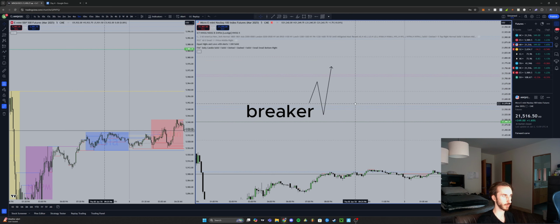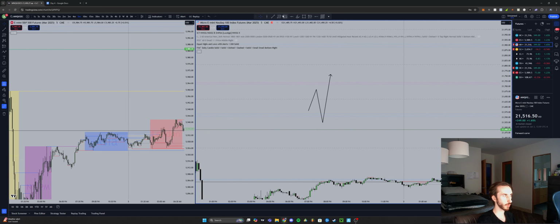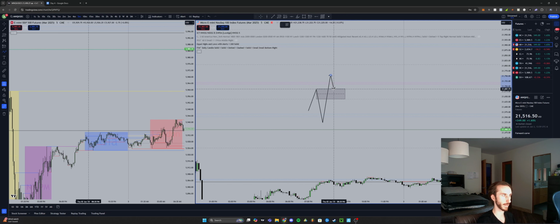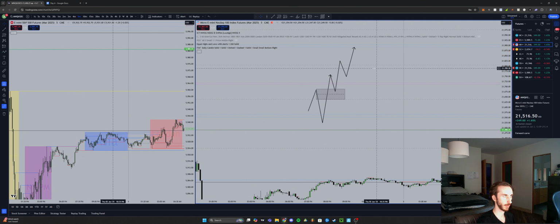This is a bullish order block. So the order block in this case would be here. This would be your bearish order block. And what you'd expect is for price to come back into it, respect it, and then continue to trade higher.